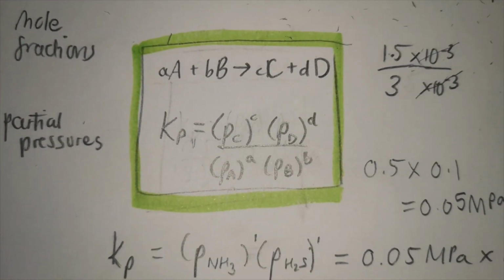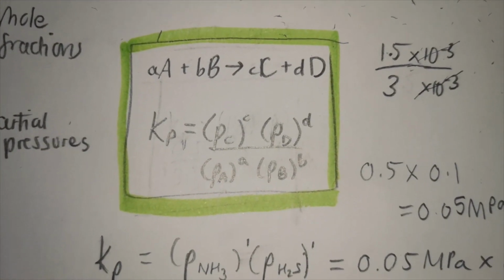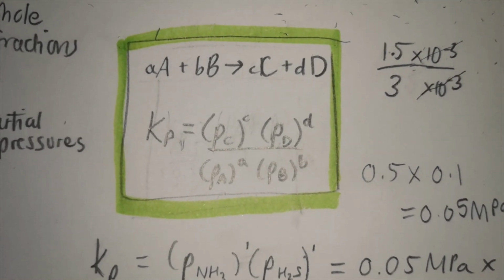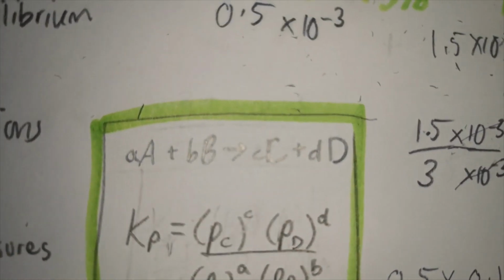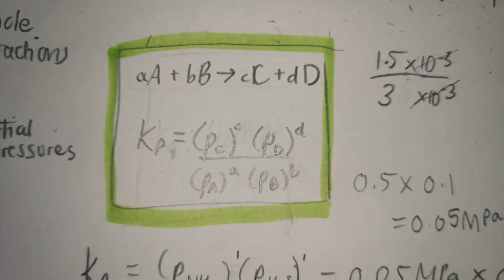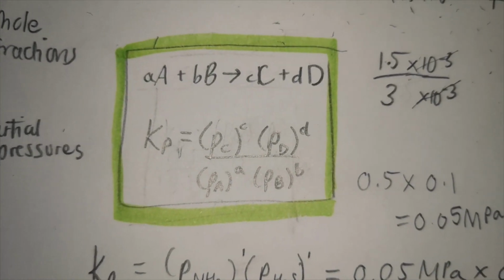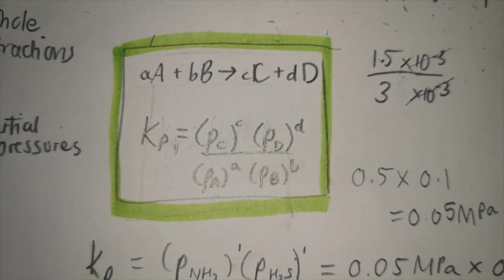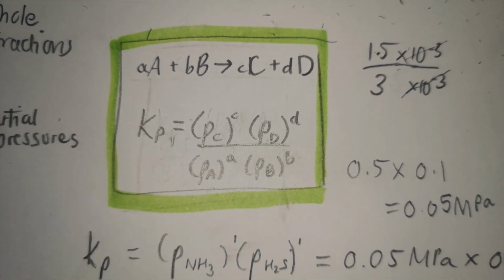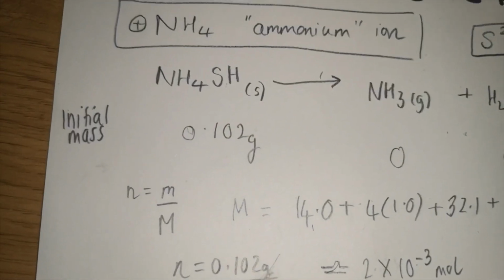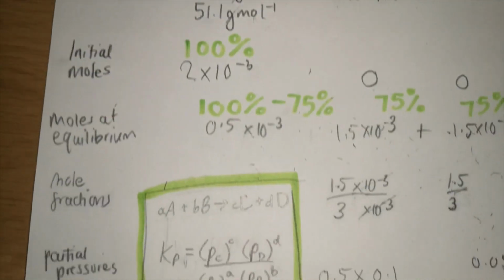The Kp expression can be written in this form, where each species' partial pressure is raised to the coefficient in the balanced equation. Note that they all must be gaseous, and the product partial pressures are in the numerator, whilst the reactants in the denominator. Here, the reactant is a solid, so it is excluded from the Kp expression.